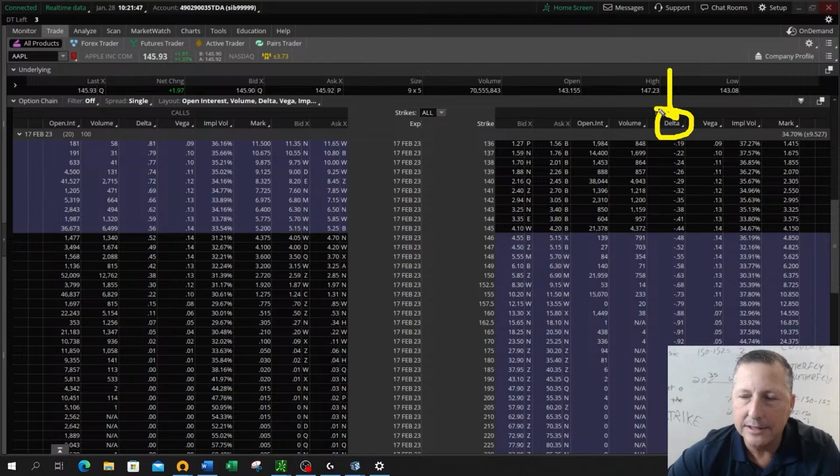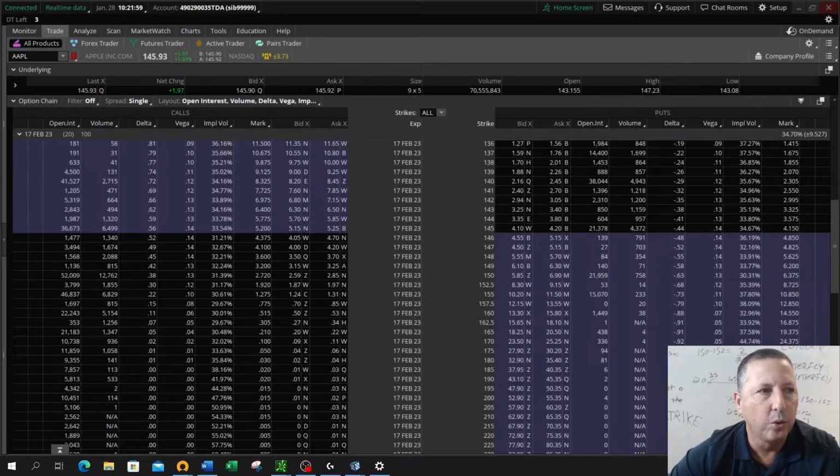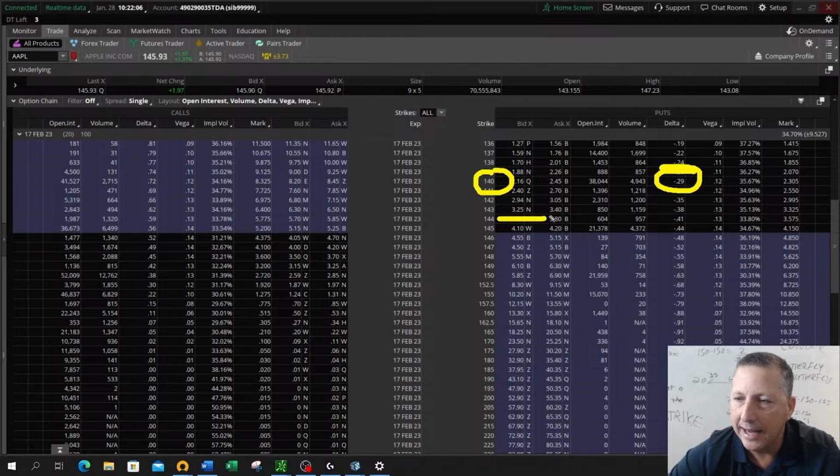Put deltas are all negative. So you'll see all of these deltas here being negative because a put option allows you to sell stock. So let's look at that same 140 strike, but this time on the put side. And we can see that that delta is negative 29.